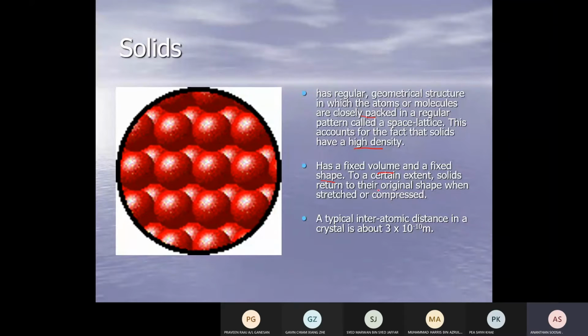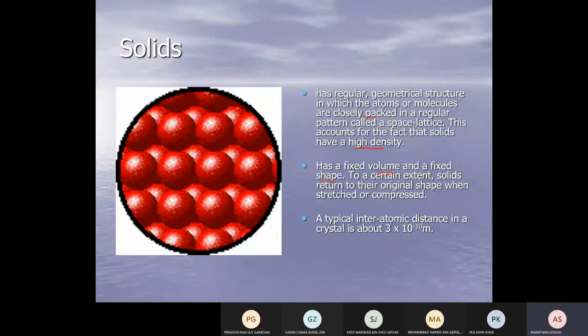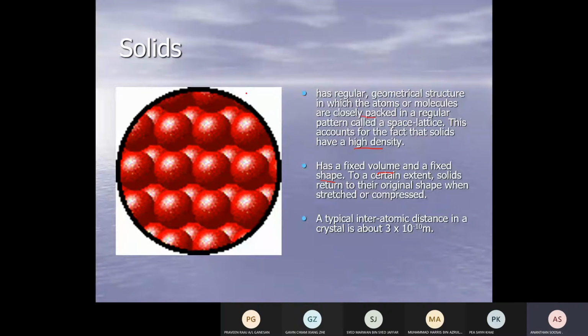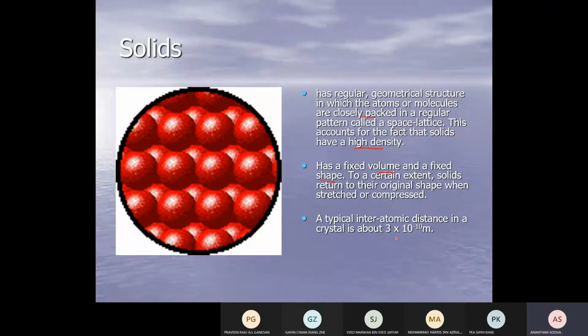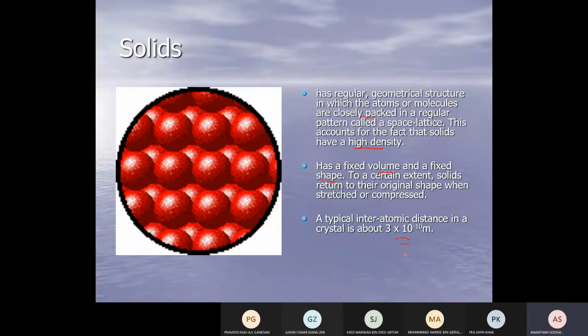And they only experience what? Vibration. They only vibrate about a fixed point. Okay, and the intermolecular distance spacing is said to be 3 times 10 to the power negative 10.